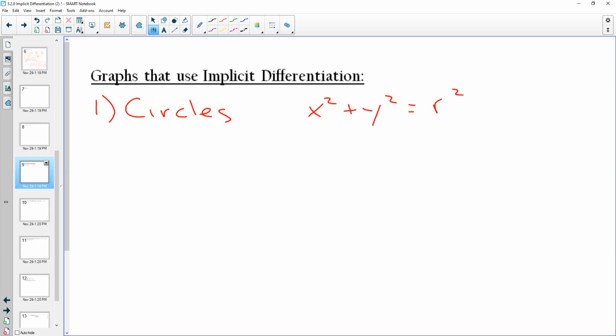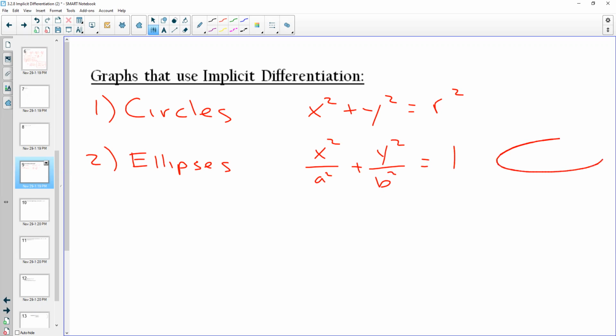We also have ellipses, and this will be x squared over a squared plus y squared over b squared is equal to 1. Remember, an ellipse is like a flattened out circle, essentially.